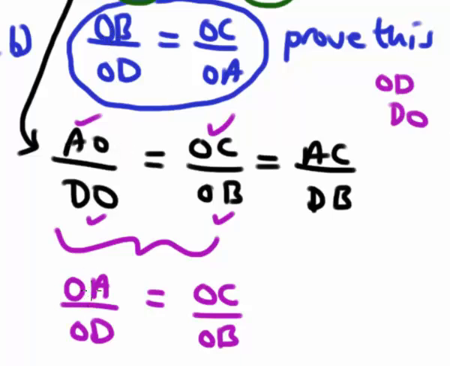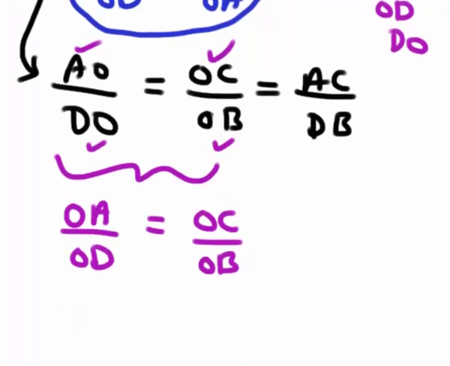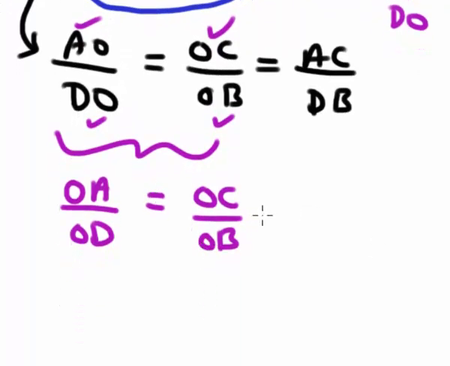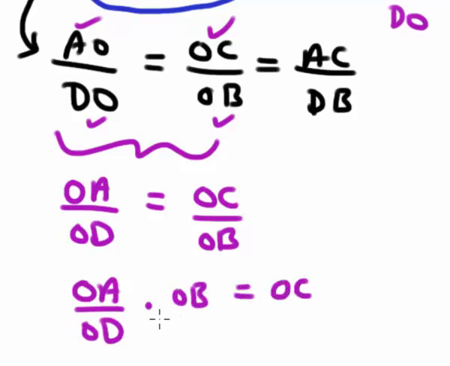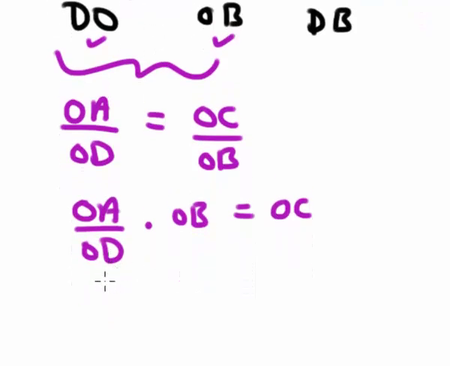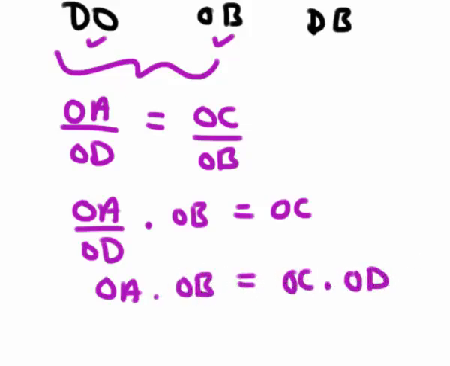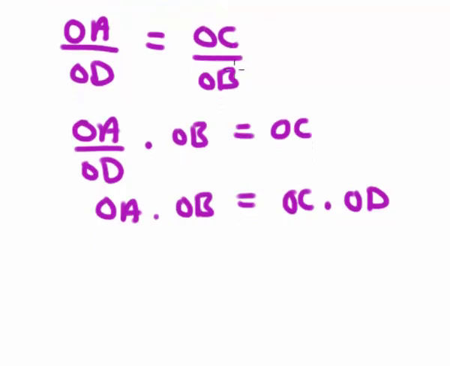Okay, now how do we get that? What we need to do is get the OB on top of the OD. So I'm going to do a little bit of algebra. If I multiply both sides by OB, I get OA over OD multiplied by OB is equal to OC. So you've kind of brought that on top there, and then we can also multiply both sides by OD. So OA times OB is OC times OD. Okay, this is where it gets a little bit tricky. Now, we want to bring that OD underneath there and bring the OA on this side.